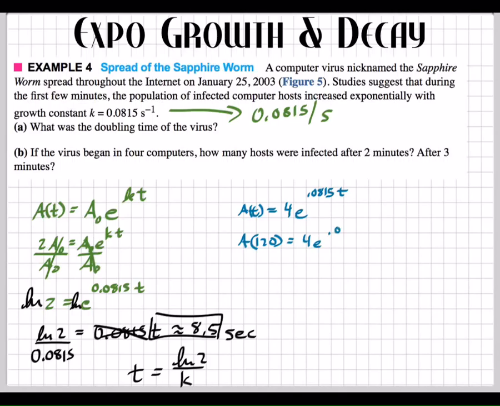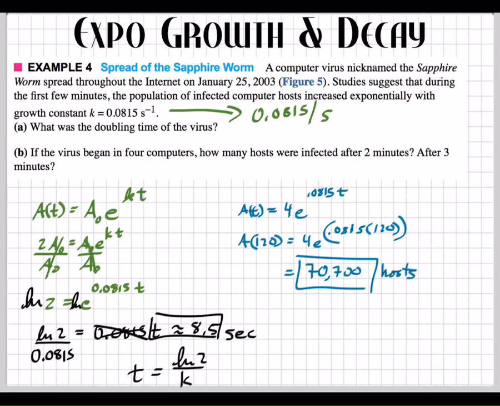Now the rest of this is plug and chug. I mean, it's pretty much use your calculator. So I'm not going to finish this, but I'll tell you the answer. So you go 4 times e raised to this. And if you put it in your calculator, make sure you put parentheses around it. So you get 70,700 computers or hosts.